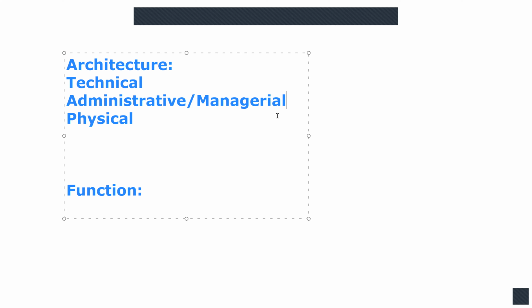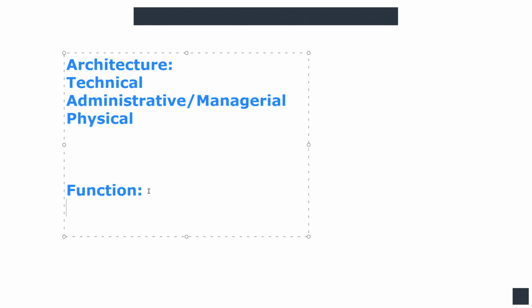Physical is considered as the physical security controls. You can have access control over the door, you can have a fence, you can have light, you can have AC, you can have power supply, you can have UPS, which we are usually concerned with in data center facilities. Okay, these are the types of security controls from the architecture point of view.